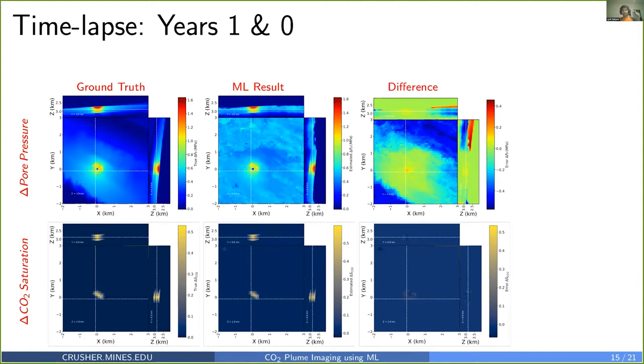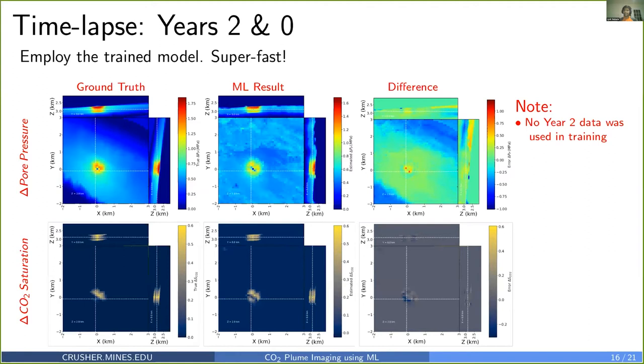Now we want to see how this model performs for future monitor surveys. So we take that model, which was trained on data from year one and year zero, and apply it to a future monitor survey in year two. So we employ the trained model. No data from year two was used in training. And so again, this is a super fast way of analyzing time-lapse data.